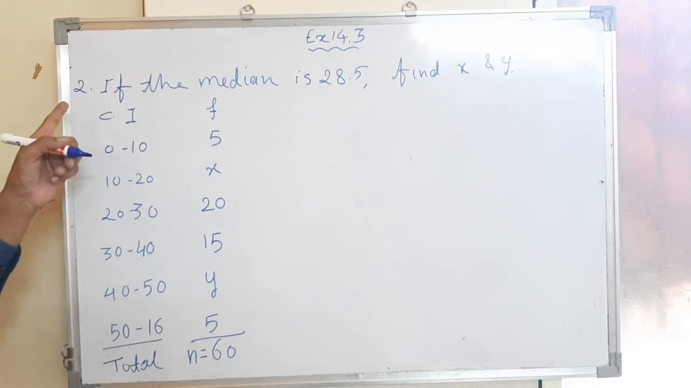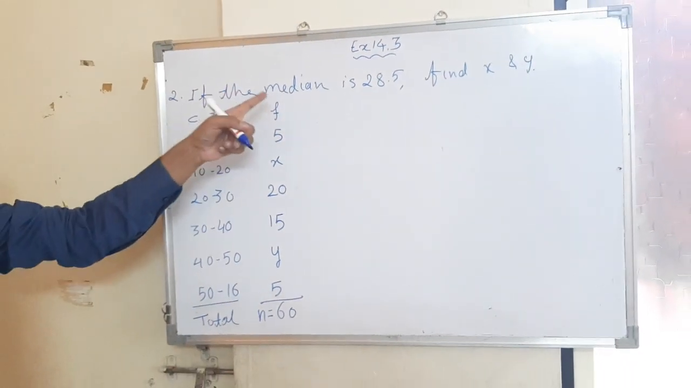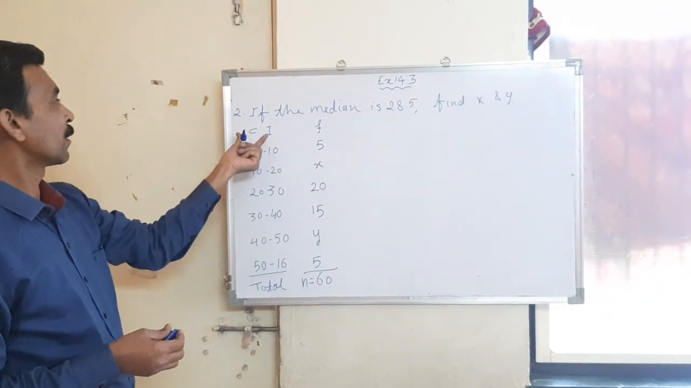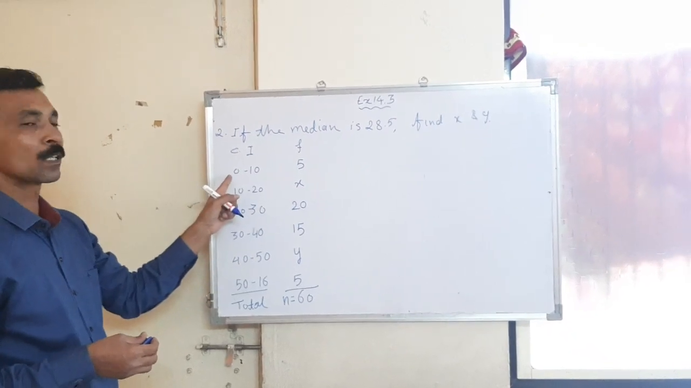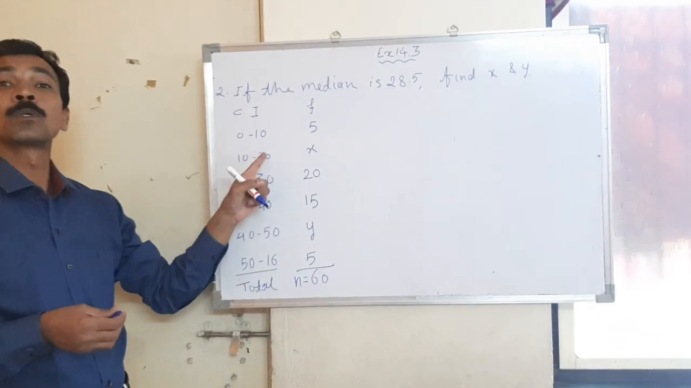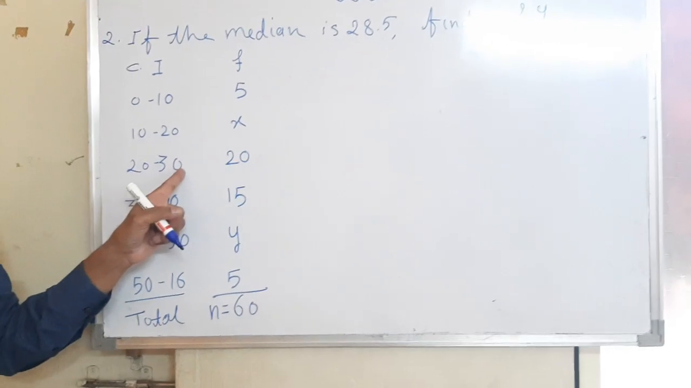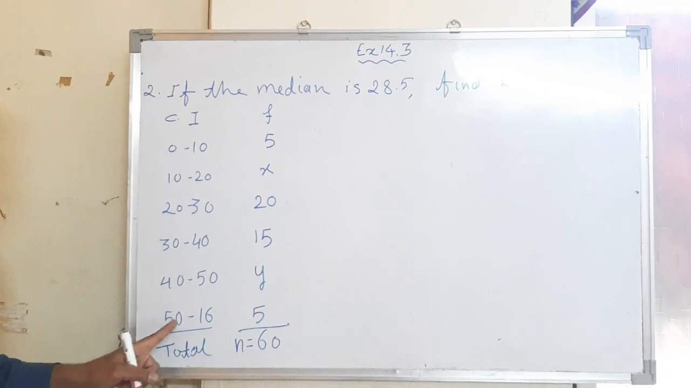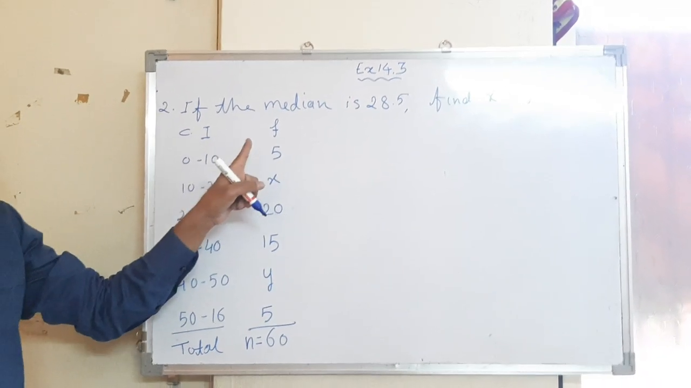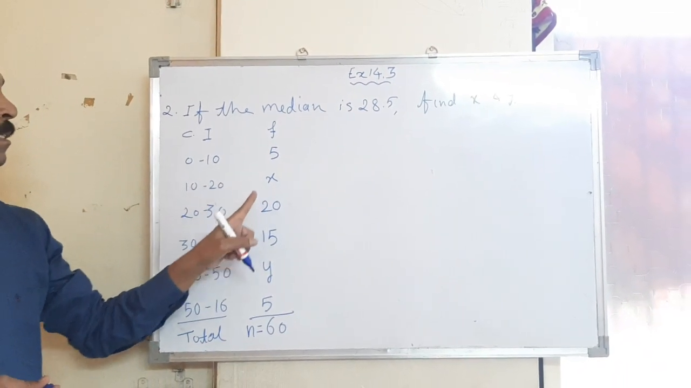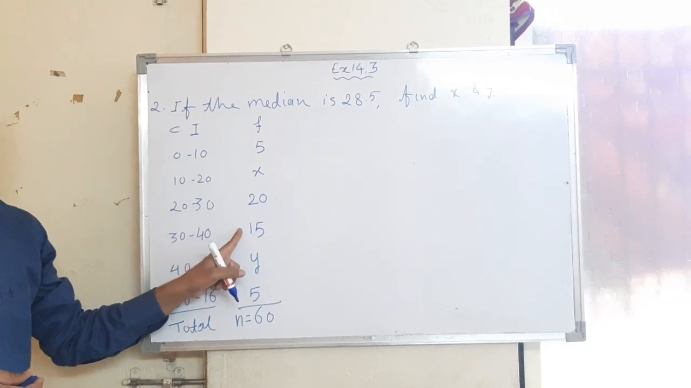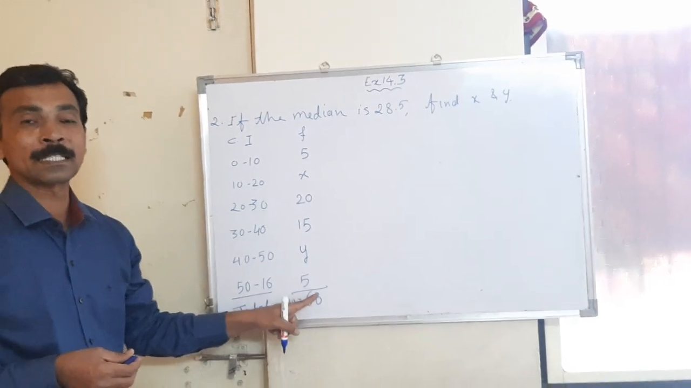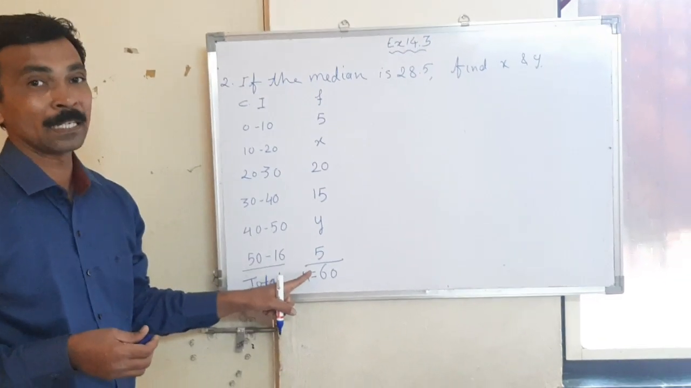Now we'll see the second sum of the exercise. If the median is 28.5, find the values of x and y. Class interval and frequencies are given. Class interval 0 to 10, 10 to 20, 20 to 30, 30 to 40, 40 to 50, 50 to 60. And the frequencies are 5, x, 20, 15, y, 5, and total is 60. That is equal to n.